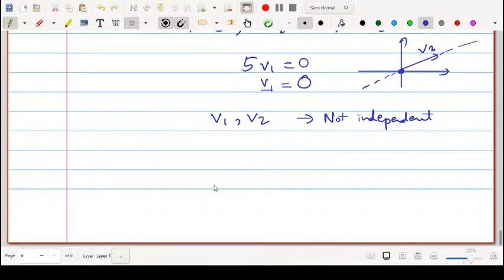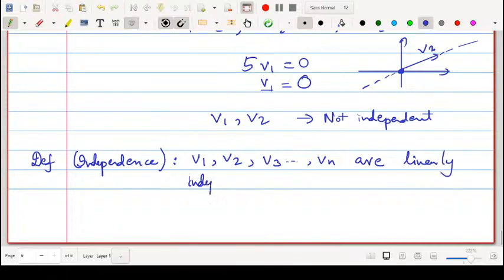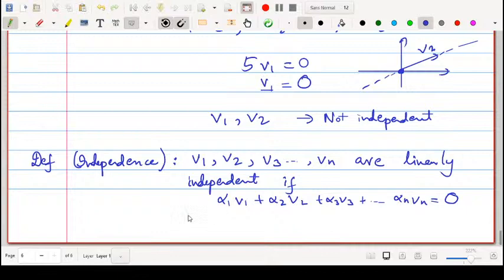So there's a new definition that I'm now ready to make of independence. The definition of independence that I want to make is the following: v1, v2, v3, up to vn are linearly independent if alpha 1 v1 plus alpha 2 v2 plus alpha 3 v3 plus all of these up to alpha n vn equals 0 only if all scalars are 0. All scalars are 0, right?